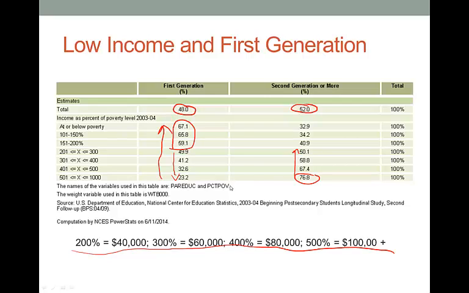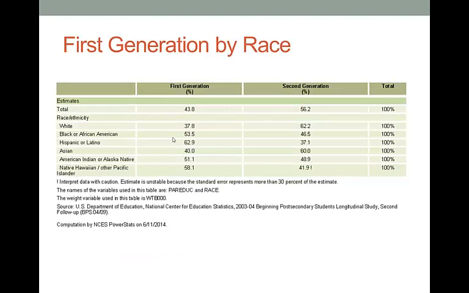Now, what about looking at first generation by race? Well, we see something similar to what we saw in the low income chart. When we look at first generation and second generation by race, we can see that white students are less likely to be first generation students than Black or African American, Hispanic, Latino, Asian, American Indian, or Native Hawaiian or Pacific Islander. And then over here, again, it's the exact same thing. So white students are more likely to be second generation students.